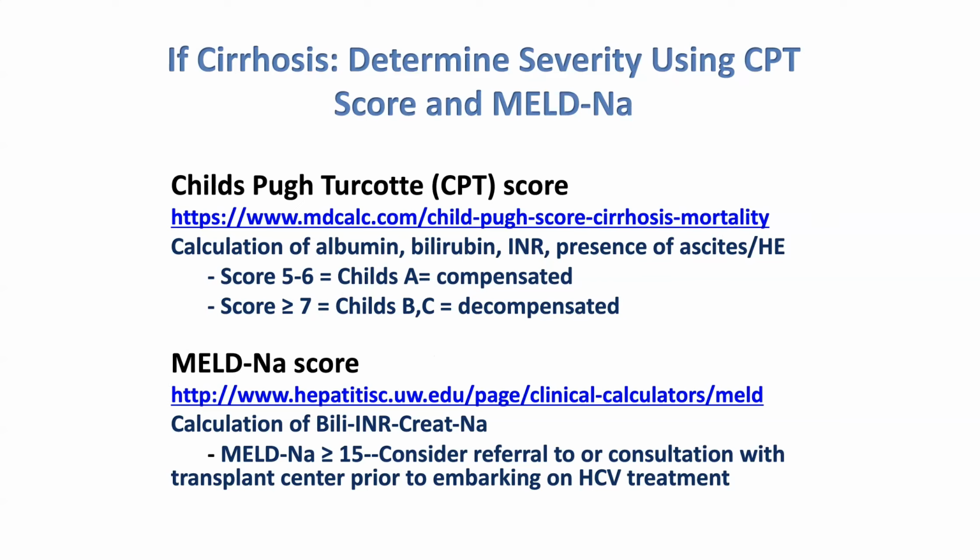Then you go one step further and say, do they have compensated cirrhosis, in which case I can take over the care and keep going, versus do they have enough disease that makes it more risky for me to do treatment and I should engage a specialist? And that's using these two scores.